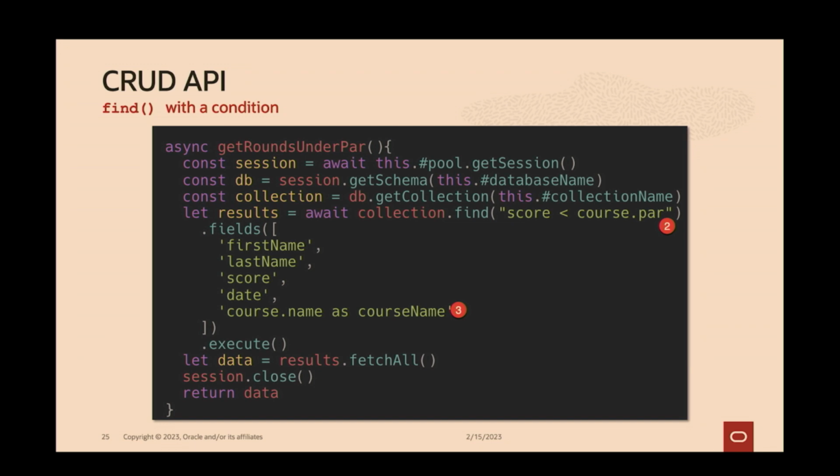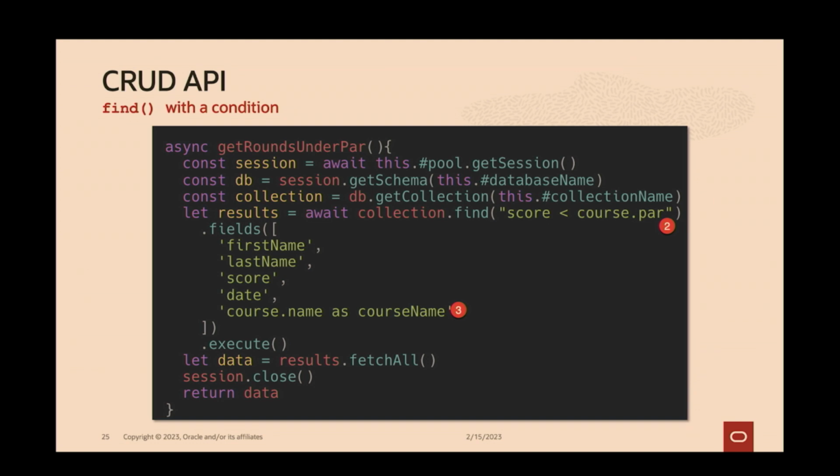And you see here by item number 2, we're passing in a string that says score is less than course.par. Now, course is also a property in our JSON object, like I showed earlier, and par is a property on that object. So in this case, we can just use a dot delimited path to say I want course.par, and if there were other objects underneath that, we can continue that dot path to get to the property that we want. And something else that's interesting here is if you note under fields, we're not going to be returning the entire course object. We're going to be returning just the name.